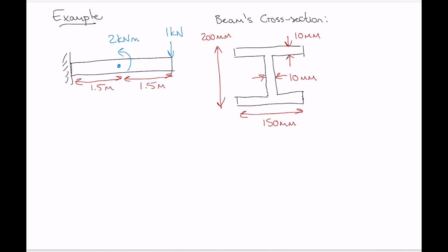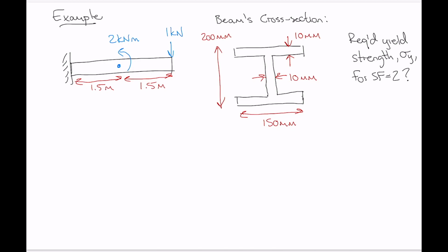Okay, so the question that we want to ask is, what is the required yield strength of the material that the beam is made out of for a safety factor of 2? So the required yield strength, sigma y, for a safety factor of 2 is the question.